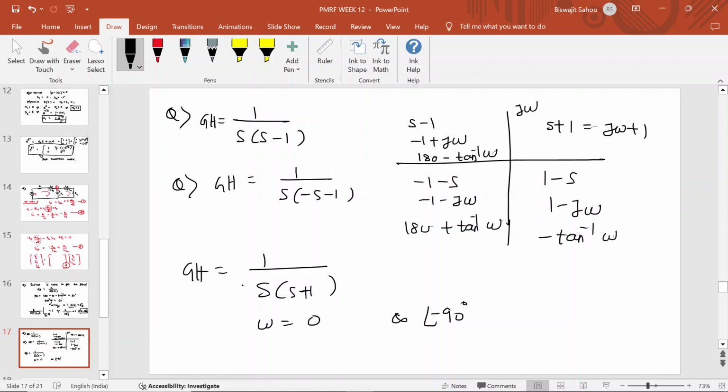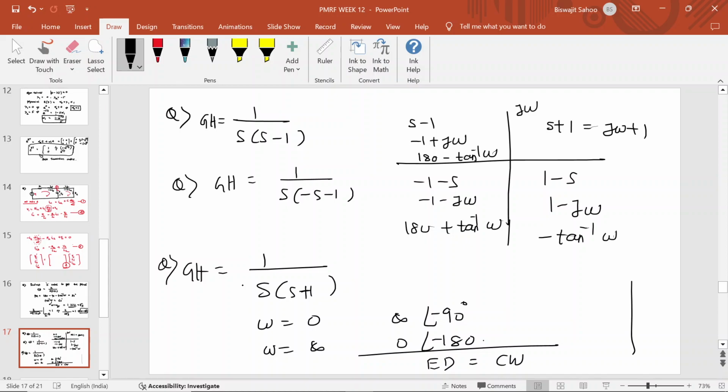Just one taking. The question is something like this: 1 divided by s into s plus 1. At omega equal to infinity, this will be 0 and minus 1. So what is the ending angle? Ending angle is clockwise, right?